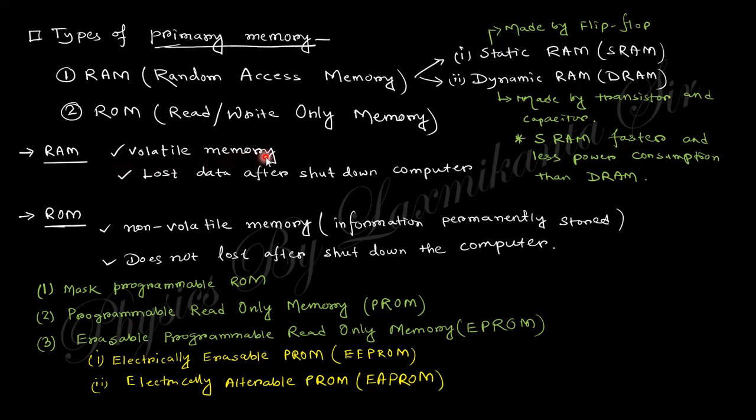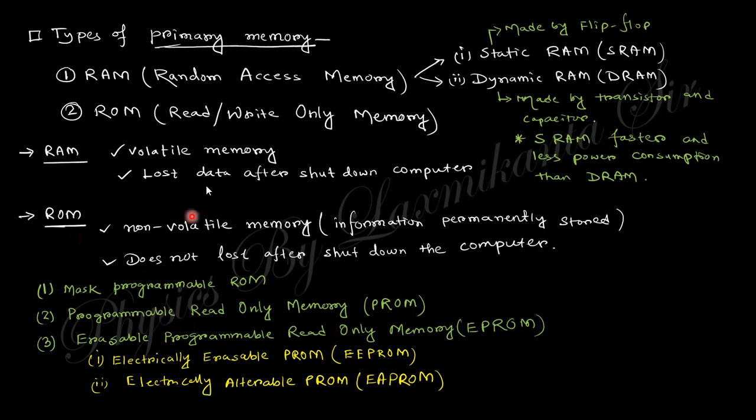RAM is volatile memory, that is after shutting down the computer, it removes the information. So during operation RAM is used. ROM is non-volatile, it preserves data and does not lose it after shutdown. But remember that ROM is permanent storage, but its capacity is low. For a huge amount of memory, you use secondary memory like a hard drive, pen drive, etc.